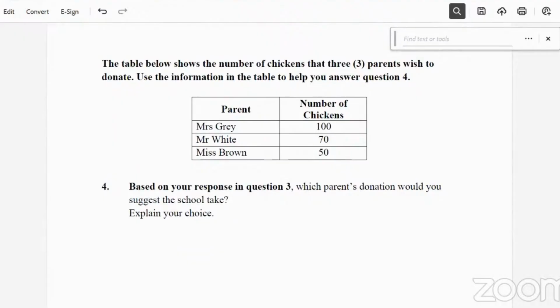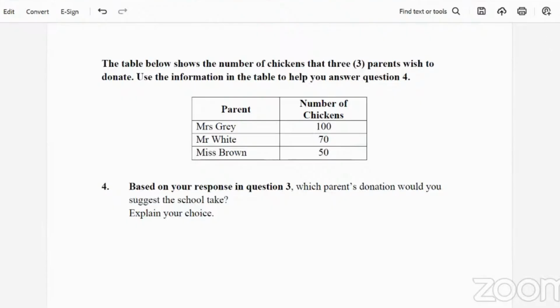Now it says the table below shows the number of chickens that 3 parents wish to donate. Use the information in the table to help you answer question 4. So Mrs. Gray would like to donate 100 chickens. Mr. White would like to donate 70 chickens. Miss Brown would donate 50 chickens. So question 4 says, based on your response in question 3, which parent's donation would you suggest the school take? And you're going to explain your choice.